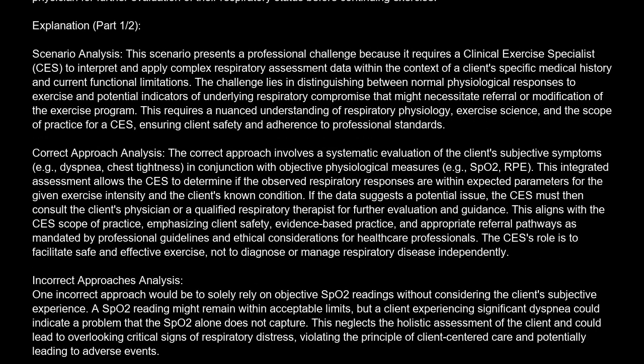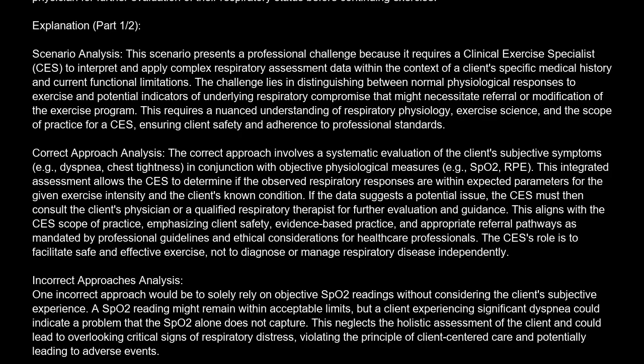The correct answer is B. Immediately stop the exercise test, have the client rest, and document the findings. Advise the client to consult their physician for further evaluation of their respiratory status before continuing exercise. Explanation. Scenario analysis. This scenario presents a professional challenge because it requires a clinical exercise specialist, CES, to interpret and apply complex respiratory assessment data within the context of a client's specific medical history and current functional limitations.